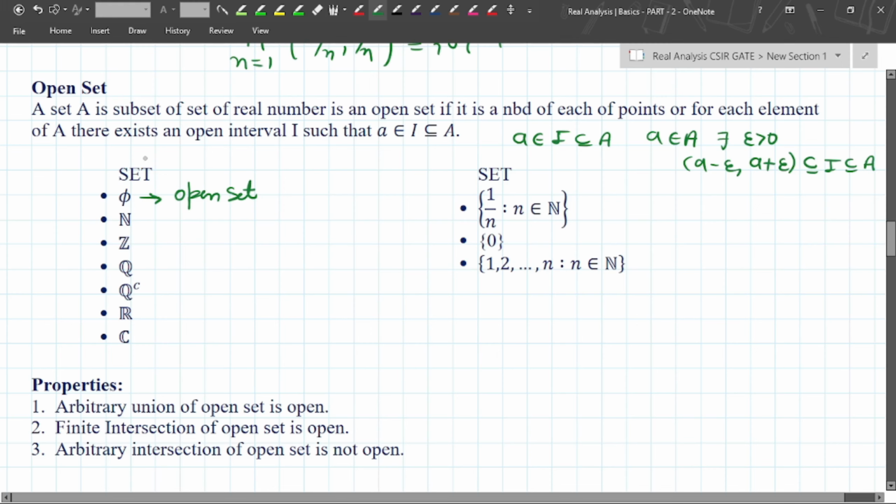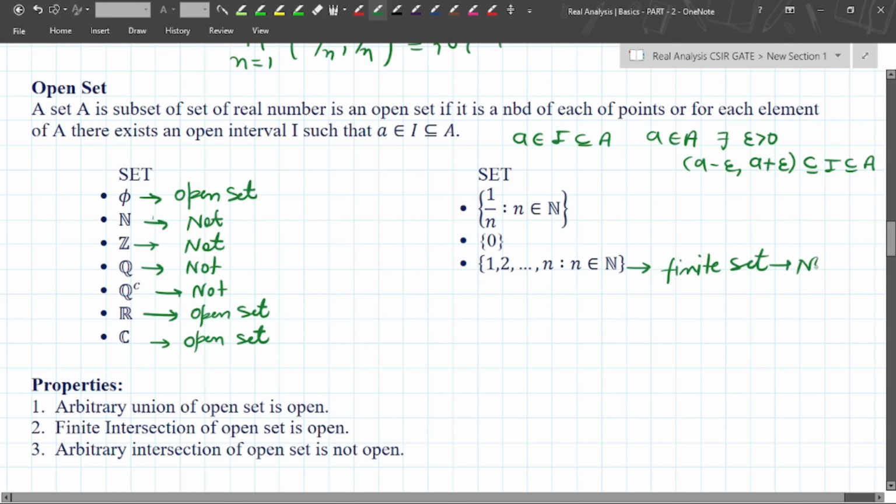Similarly, what about the natural numbers? Of course, the natural numbers are not an open set. Integers are also not an open set, because they do not contain any open interval. But the real numbers are an open set. Similarly, the complex numbers, which are nothing but R cross R, are again an open set. Any finite set belonging to the natural numbers is not an open set.